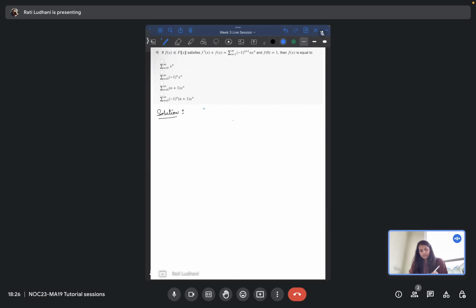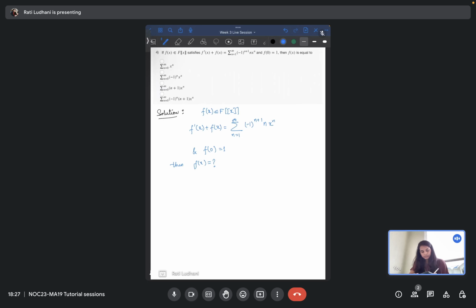So here f(x) is given to be, again from the formal power series, which satisfies this condition: f'(x) + f(x) = summation n = 1 to infinity of (-1)^(n+1) x^n, and f(0) = 1. Then what will be your f(x)? That is the question.